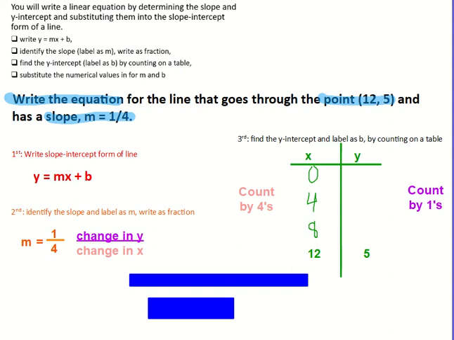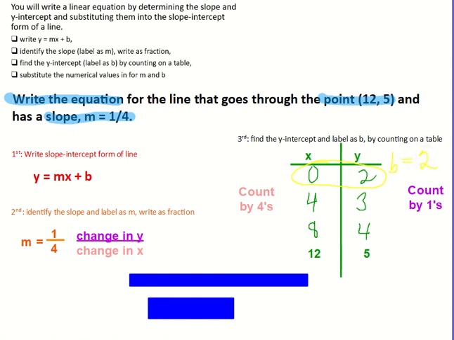So now I have to figure out, well, what y value goes with an x of 0. So I'm going to count by 1's because my change in y was 1. So from 5, count backwards by 1's. 4, 3, 2. So my y-intercept is the point (0, 2). So b is equal to 2.